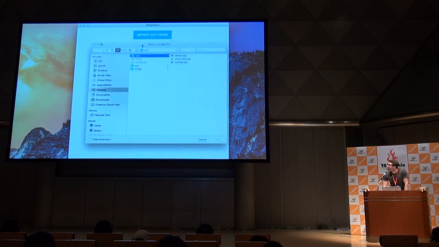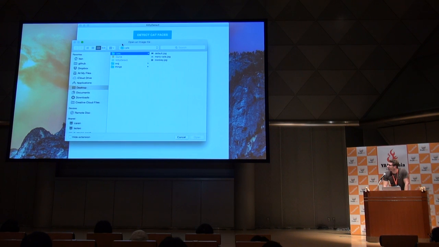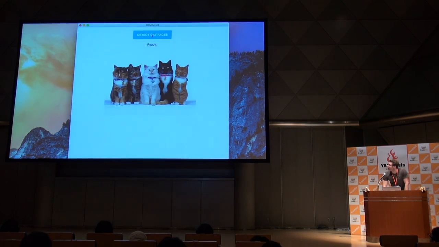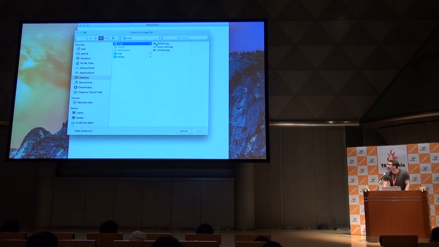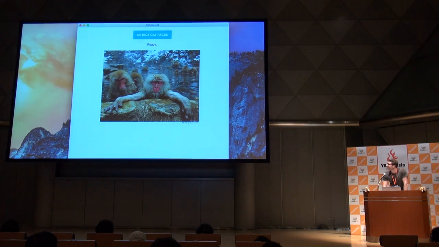We're using Electron APIs to open this dialog, and then it can detect a whole bunch of cat faces, maybe. And it found four of them. Sweet. Okay. Well, what about this, is this a cat, you guys think? You think it'll detect this?